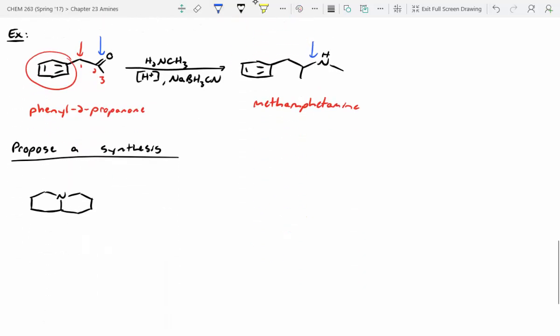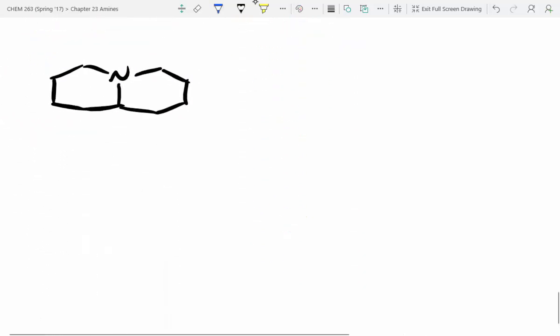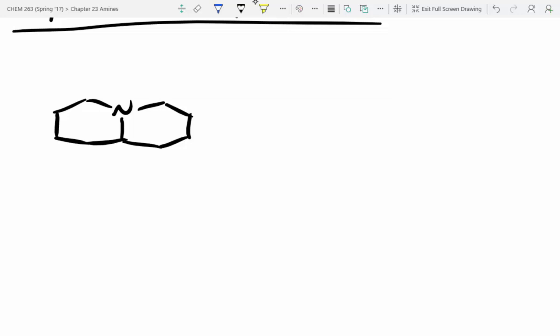So let's go back and take a look at this one. We've got a bunch of C-N single bonds, right? We've got one right here. We've got one, let me change colors, right here. And then last but not least, we've got one right here. So any one of those positions could have been a C=O double bond at one point in time, right? So let's just pick them arbitrarily. I'll use the blue one first.